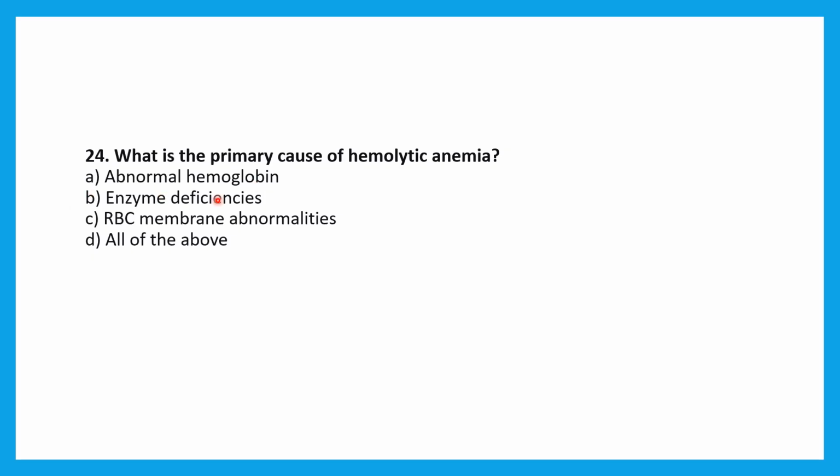A, abnormal hemoglobin, B, enzyme deficiencies, C, RBC membrane abnormalities, and D, all of the above. What is the primary cause of hemolytic anemia? Which one do you pick? Okay, so hemolytic anemia is, in layman's language, increased RBC destruction.